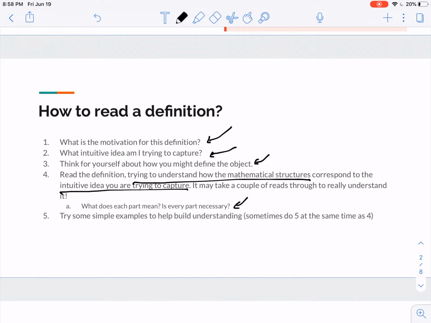And then lastly, it can often be really helpful to try some simple examples to build better understanding. If you're trying to do step 4 and you've read through the definition a couple times and you don't really understand it, sometimes it can actually be good to skip to step 5, try an example, and that'll give you a little bit of a better picture.